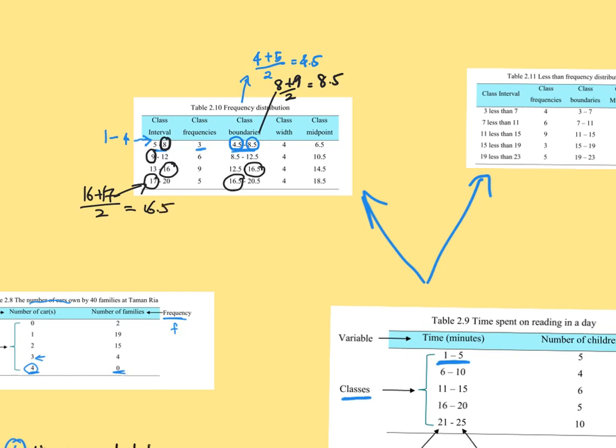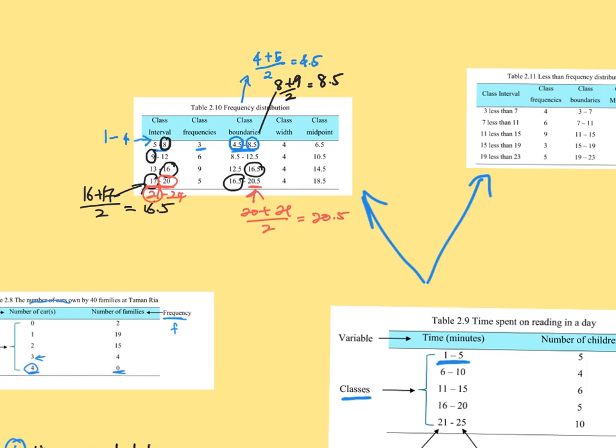And then why is the last class boundary value 20.5? Because we assume that we have another class after this one, so the next number should be 21, up to maybe 21, 22, 23, 24. So 20 plus 21 divided by 2, you are going to get 20.5. So that's how you need to calculate class boundaries.